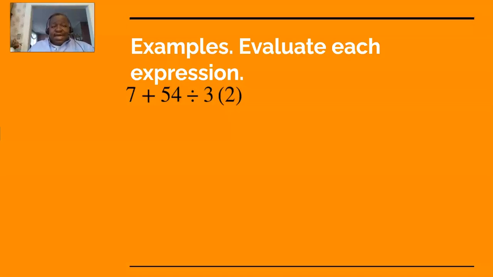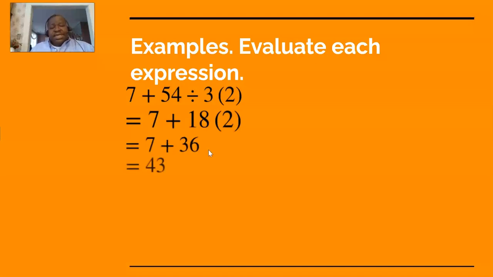Well, multiply and divide, going from left to right, the first thing that we see here is to divide by 3. So the first thing we're going to do is divide by 3. 54 divided by 3 is 18. So now you have 7 plus 18 times 2. Well, we're going to multiply before we add. So that's 7 plus 36. 7 plus 36 is 43. Let's look at another example.